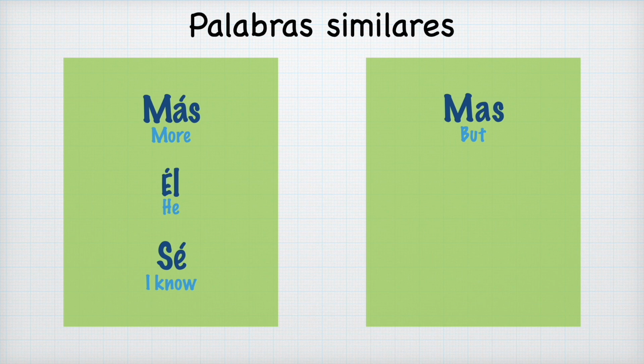Mas, without the accent, means but. El, without the accent, means the. And se, without the accent, means himself. There's no actual difference in how we pronounce them. You will learn them based on the context of the sentence. But if you've seen these words, it can get a little confusing because you're seeing them the same except with the accent. But this is why they have the accent, to tell them apart.